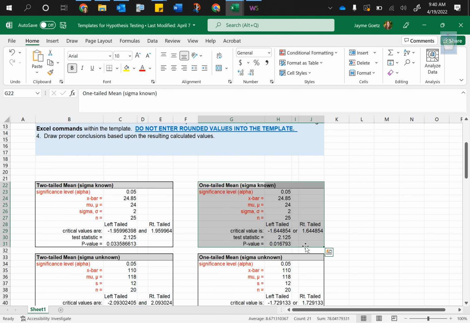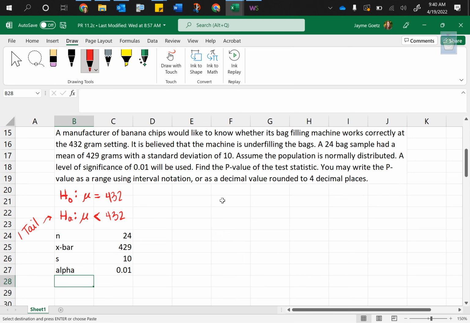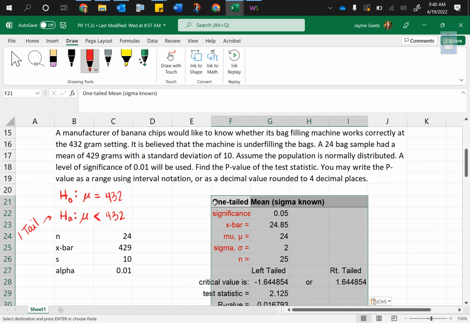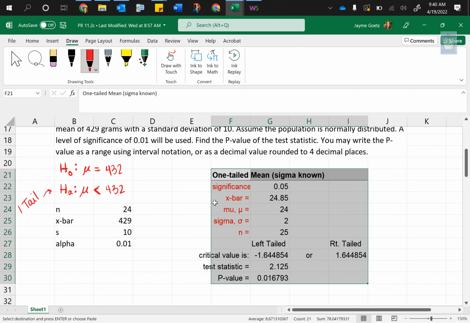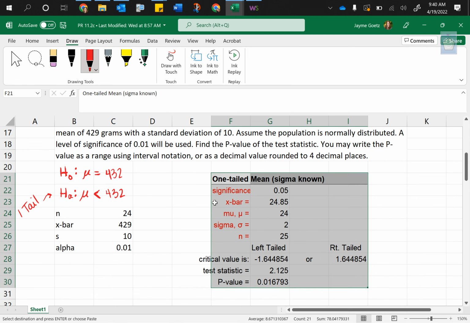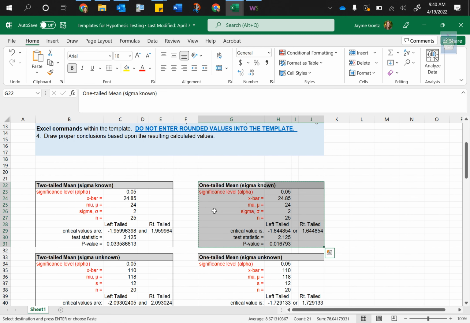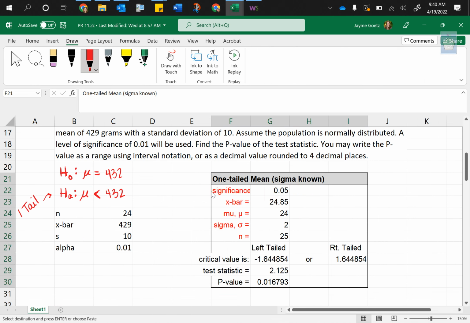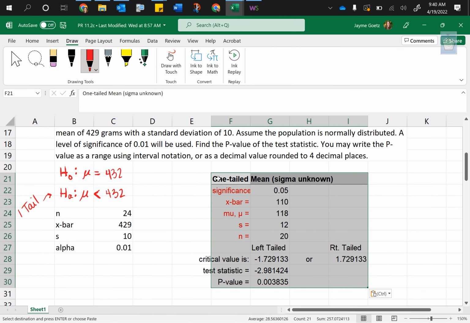Highlight the whole thing, Control-C, copy it, and we're going to go back here and paste it right in there, Control-V. Not Control-P. Okay. I did say unknown. Did I highlight the wrong one? I sure did. Should be sigma unknown. Very good. One-tailed mean sigma unknown. Good catch. Thank you.